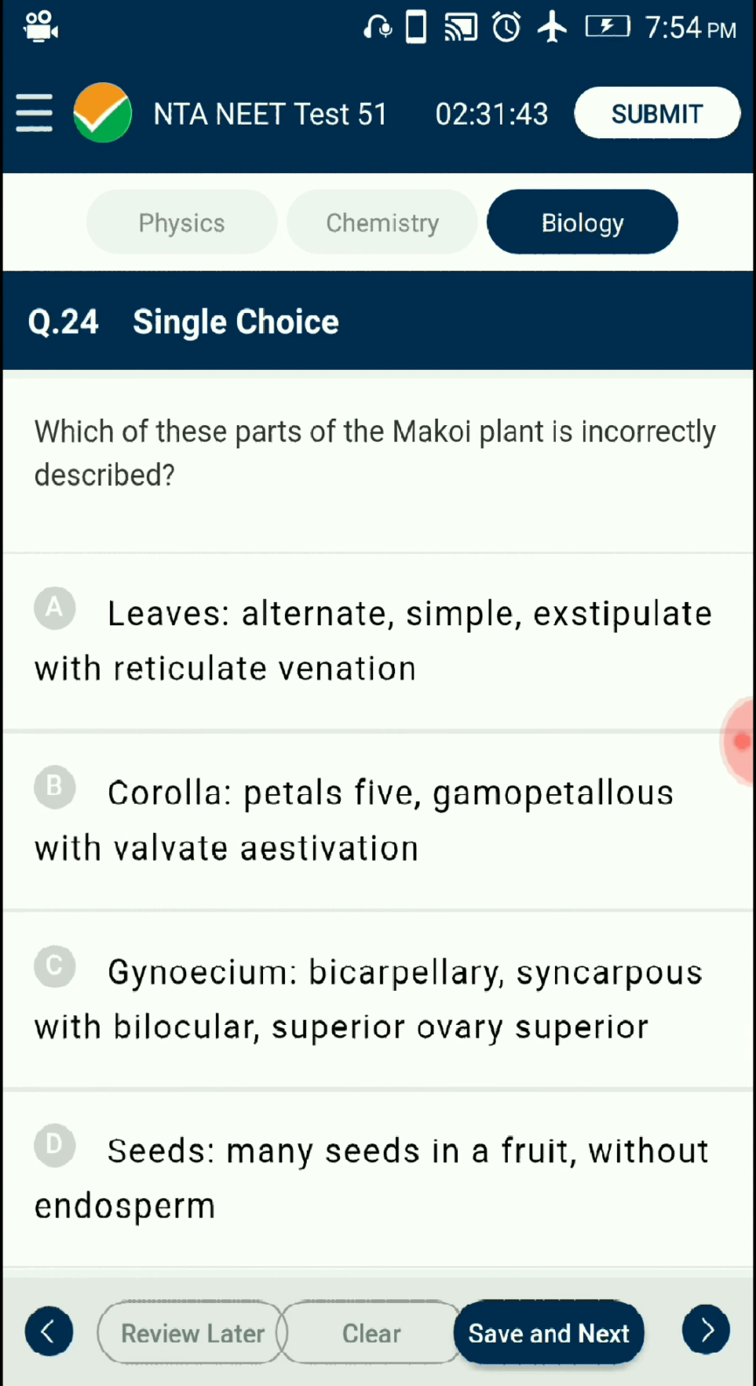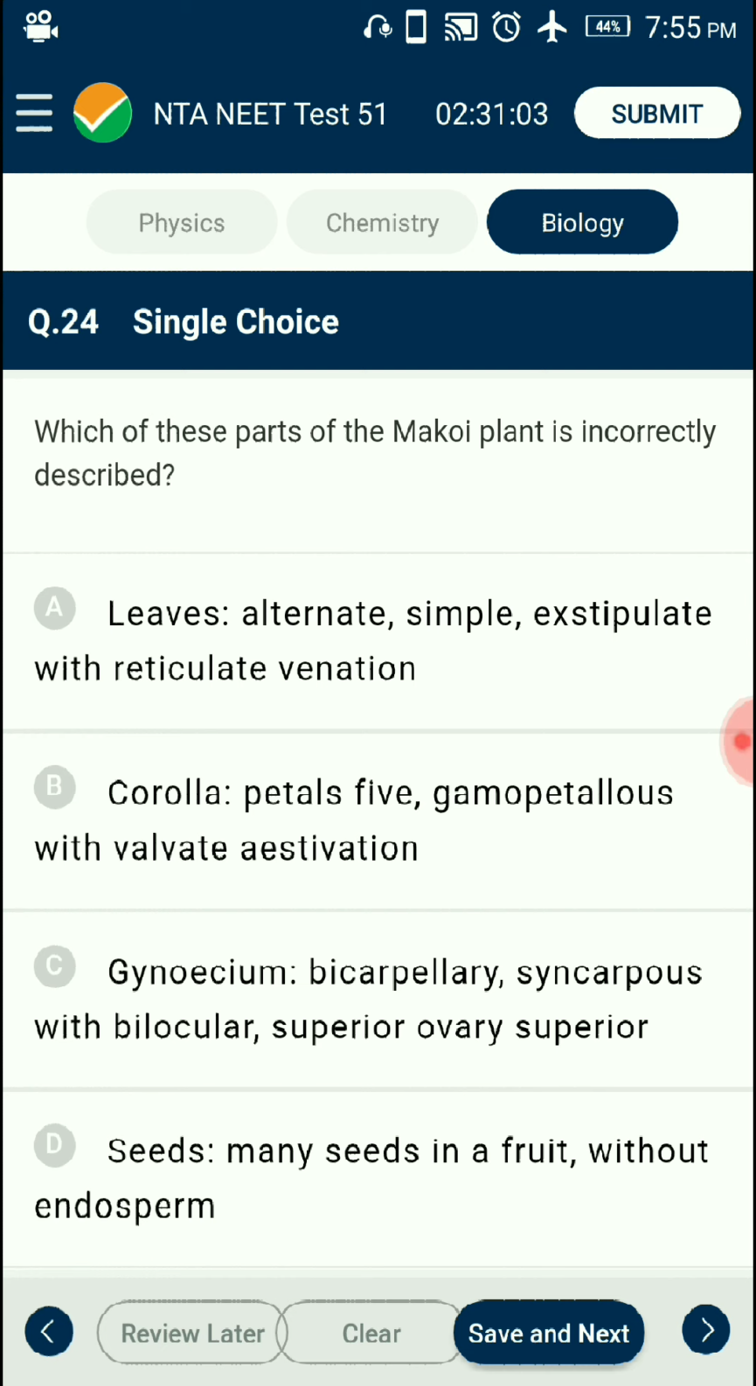Question number 24. Which of these parts of the McCoy plant is incorrectly described? McCoy plant is generally called Solanum nigrum or black nightshade, belonging to the family Solanaceae. It has alternate simple leaves without stipules but with reticulate venation. They have 5 petals with valvate aestivation which are fused to each other. Their gynoecium has 2 carpels that are fused together. Thus the ovary has 2 locules and is also superior.